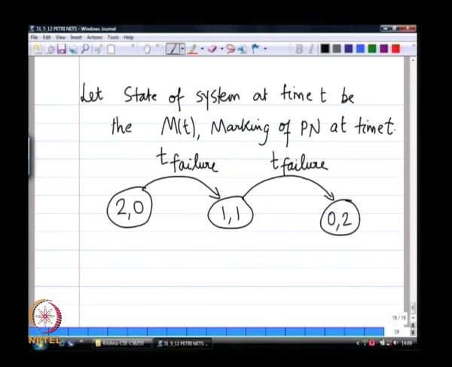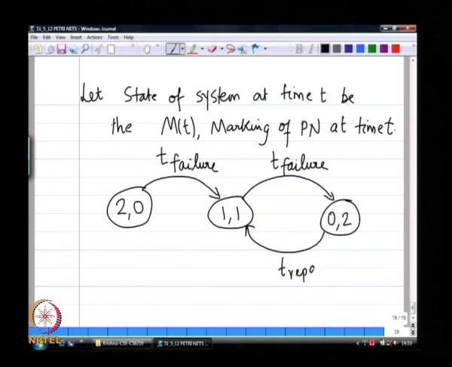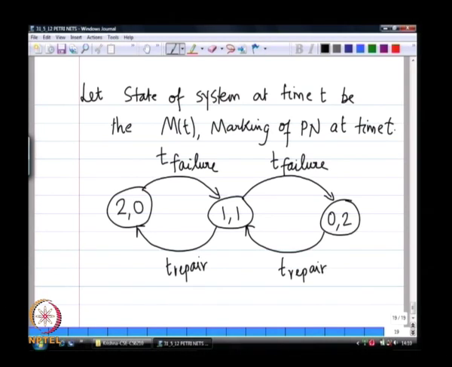So when the repair gets finished for one of them, you will go back to one operational, one under repair, and the rate of transition for that is again T repair. And here one is operational, one is under repair, and therefore after the repair is completed, we will go back to 2, 0, right. So the rate of transition from 1,1 to 2,0 is T repair again, okay. So this is how we represent the marking, right.